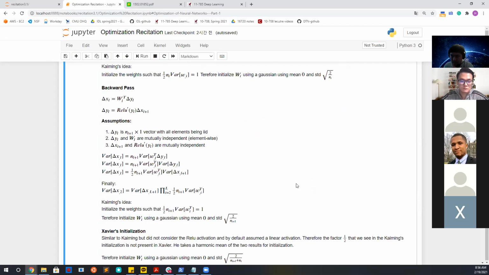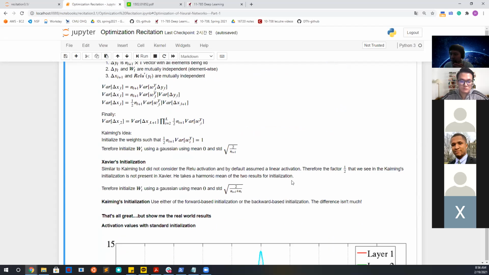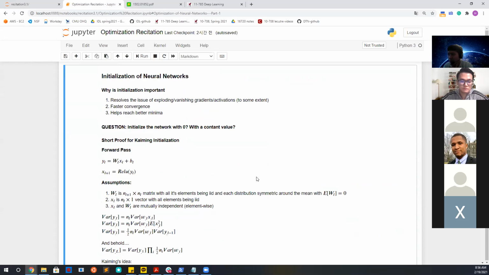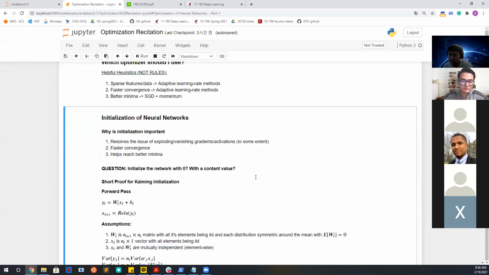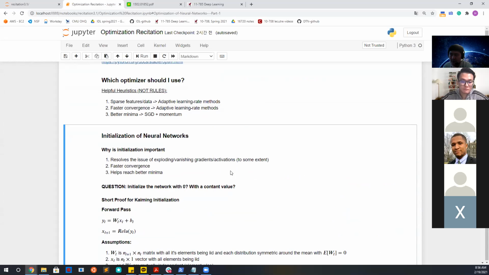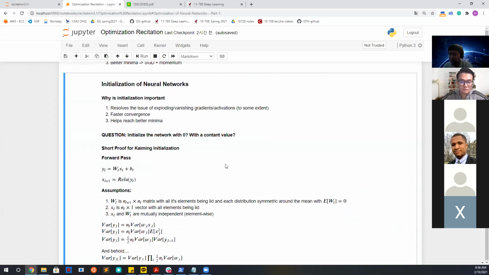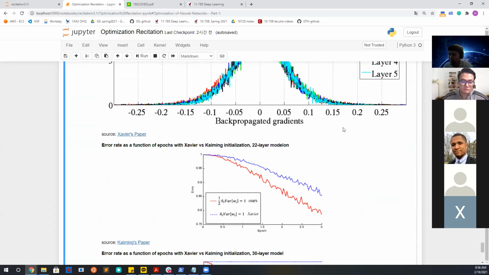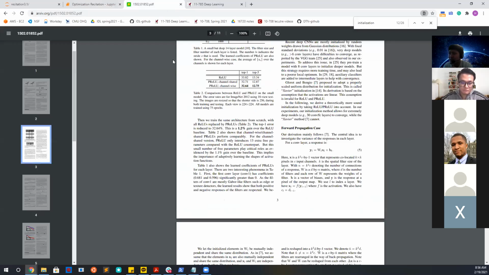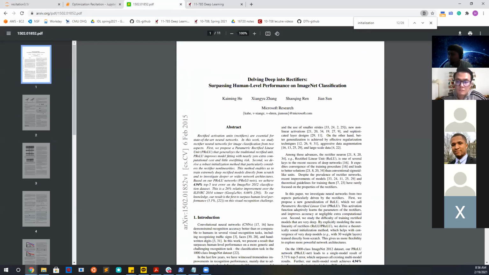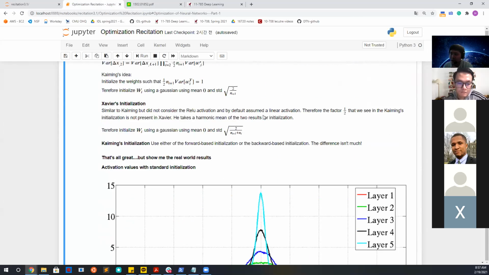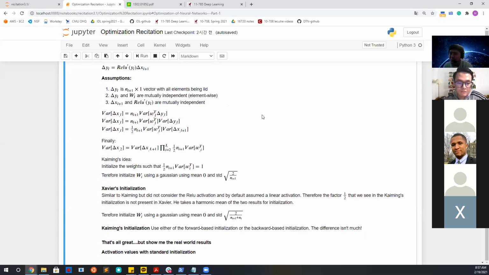You can read through the notes I wrote in here, and I also linked the original papers, Xavier's paper and Kaiming's paper, at the bottom. I think this is Kaiming's paper, but you can read through it if you really want to know why this helps.